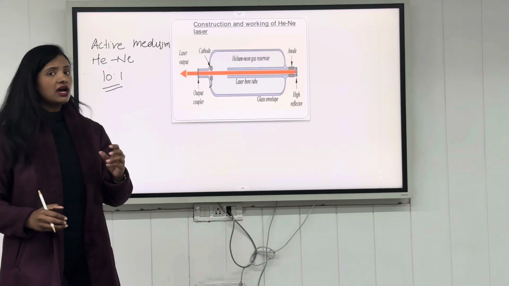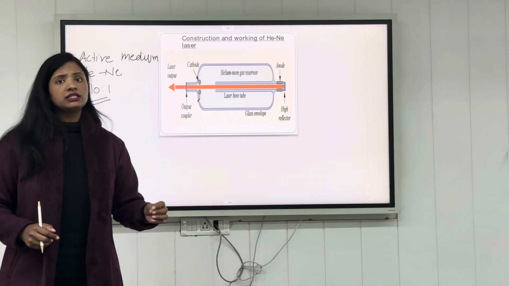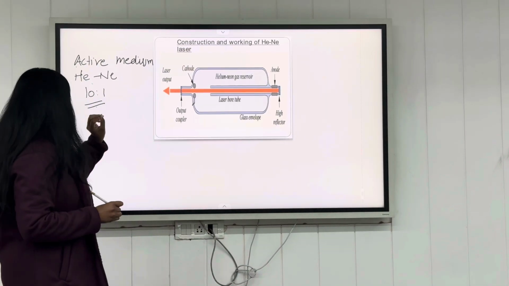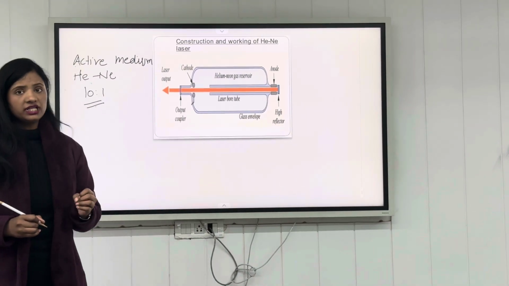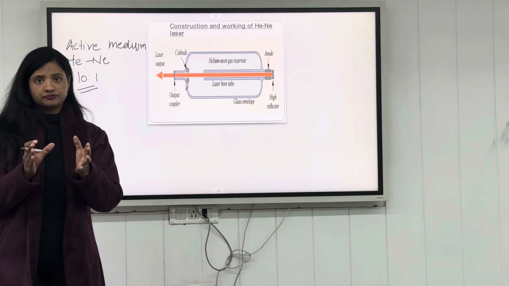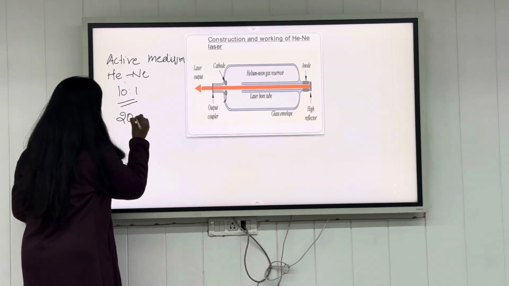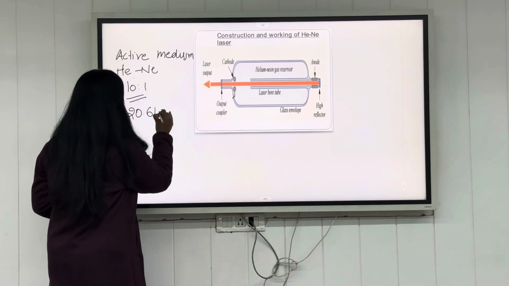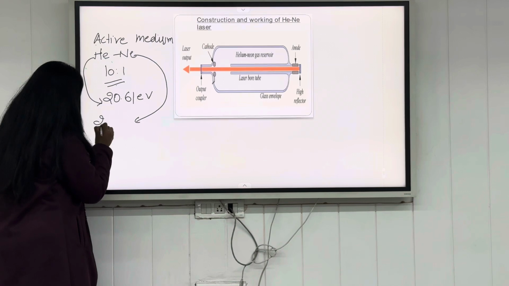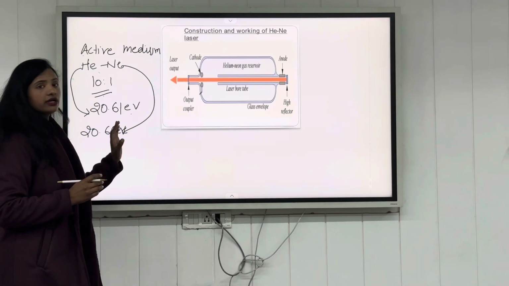That means if we take helium atoms as a count of 10, then we will use 1 neon atom. Now, what is the purpose of taking these gases only? Because they have higher energy levels close to each other. Like helium's higher energy state lies at 20.61 electron volt, and for neon it is 20.66 electron volt, which is quite similar to each other.